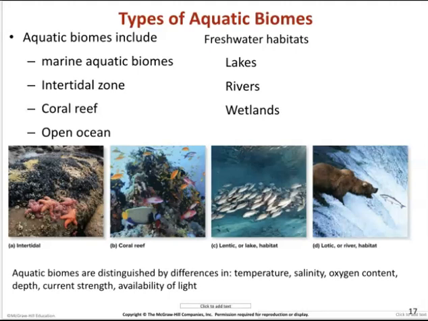The aquatic biomes are distinguished by differences in temperature, but also salinity, which is salt, oxygen content, depth, current strength, and availability of light. The higher it is, the more light they have available. The lower it is, the less light. So you're not going to find photosynthetic organisms at the bottom of the sea, right?